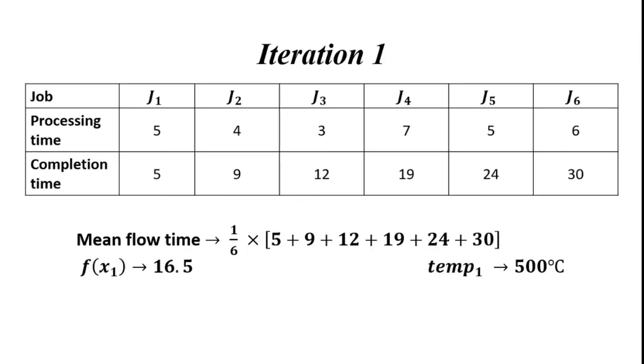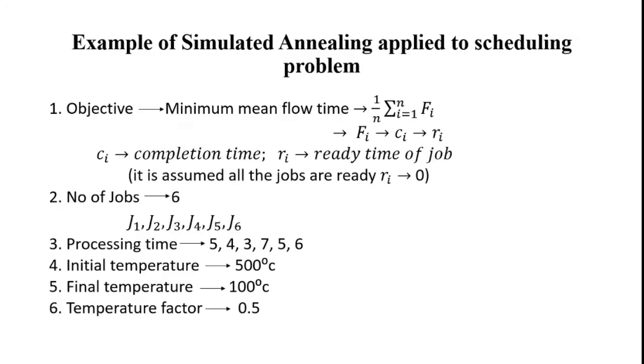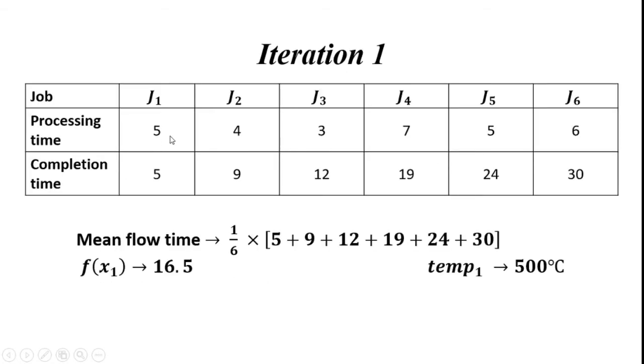Here, in iteration 1, the problem is started. The job sequence according to my problem is J1 to J6. So I list J1, J2, J3, J4, J5 and J6 in the tabular column, along with the processing time. The processing time for job J1 is 5 minutes. Here you see 5, 4, 3, 7, 5, 6. So the given data: job 2 is 4, job 3 is 3, job 4 is 7, job 5 is 5 and job 6 is 6.